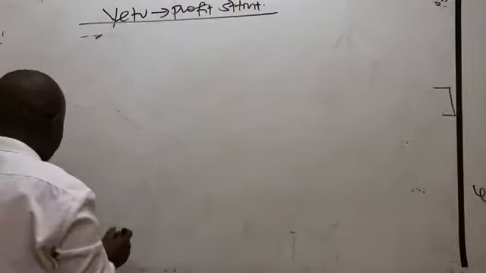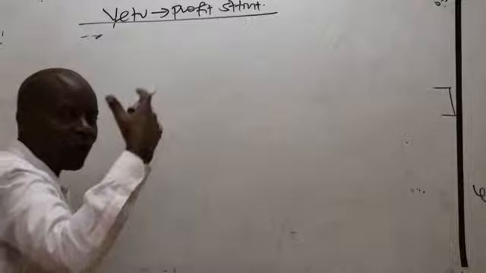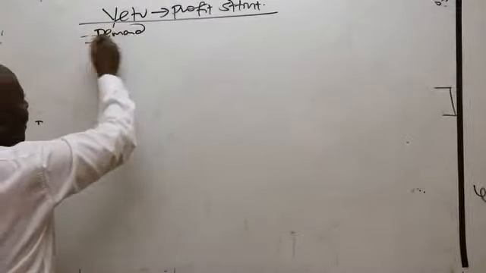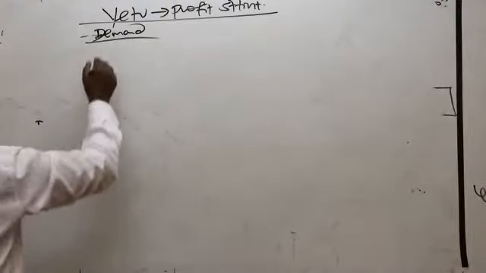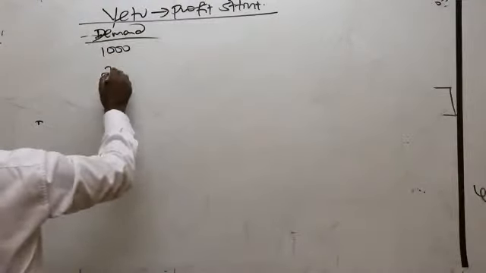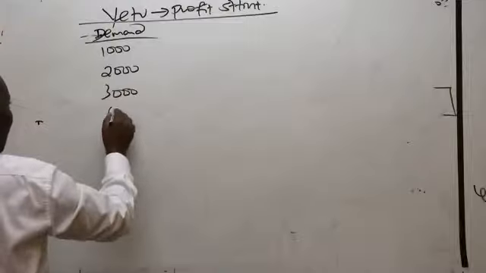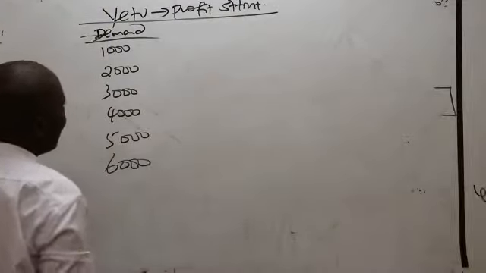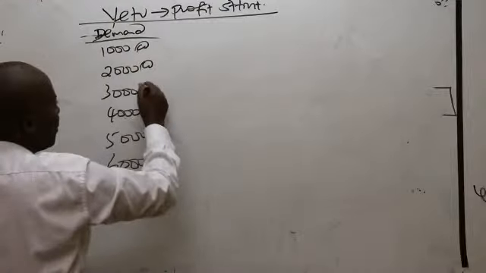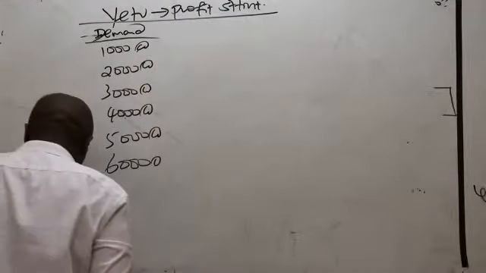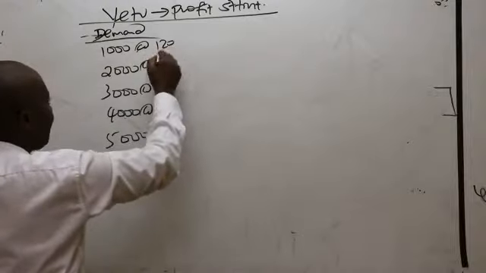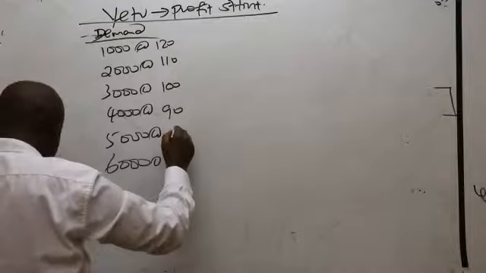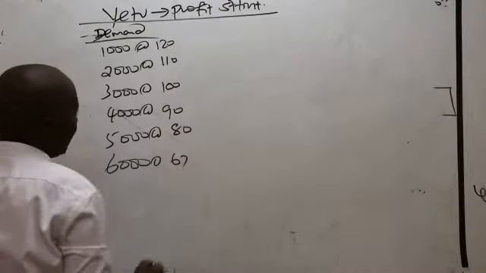Remember it is X, Y, and Year 2 is the one that is being sold to external customers. So we have here the demand. The demand has been given here. We have 1,000, 2,000, 3,000, 4,000, 5,000, 6,000. Of course, they have given us the selling prices per unit. We have 120, 110, 100, 90, 80, and then we have 67.